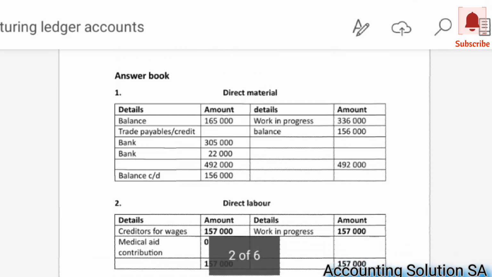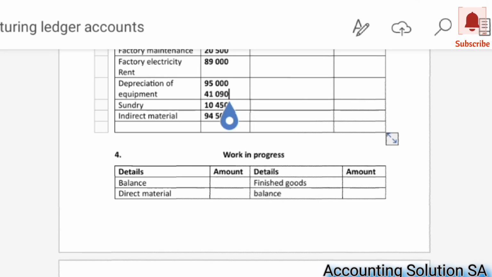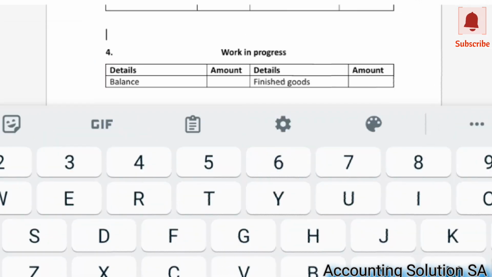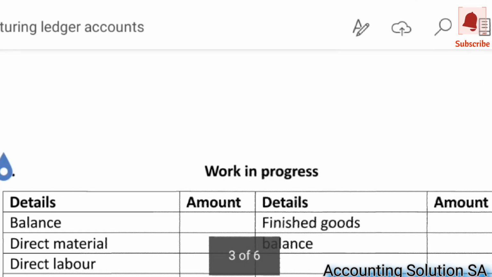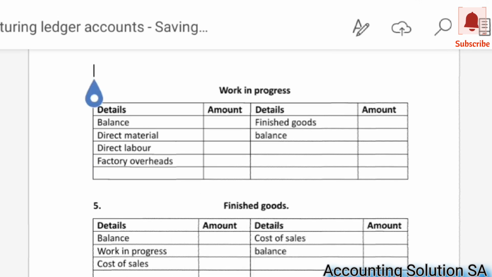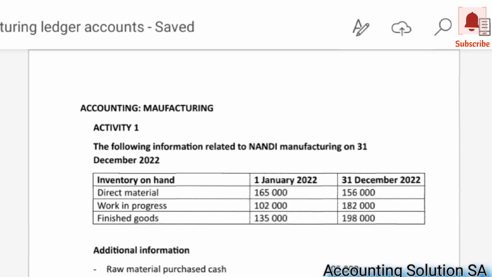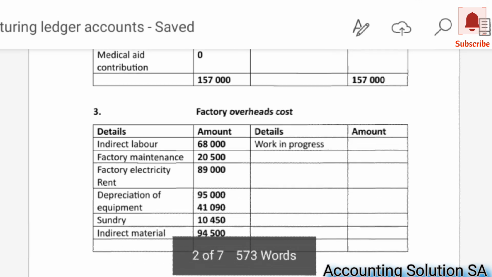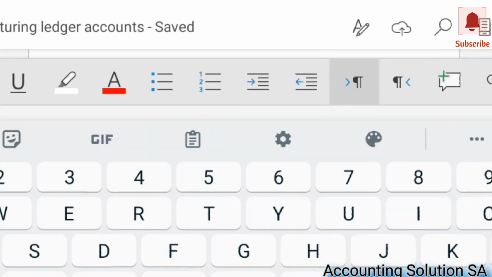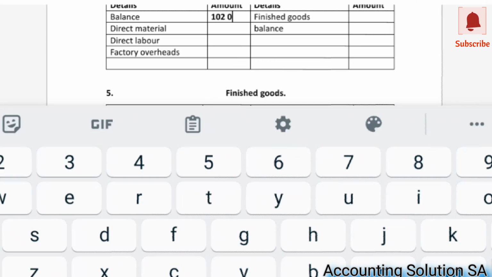We covered direct material, direct labor, and factory overheads. Now we are going to what we call work in progress. Let's look at the format of work in progress. On the debit side, we have the opening balance. On the credit side, a closing balance. Those are the two balances we have to start with before anything else, guys. Our opening balance for work in progress is 102 and closing is 182. Let's record them together. 102 opening, and closing is 182.